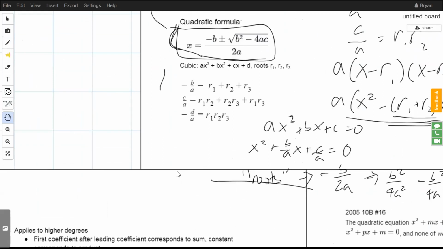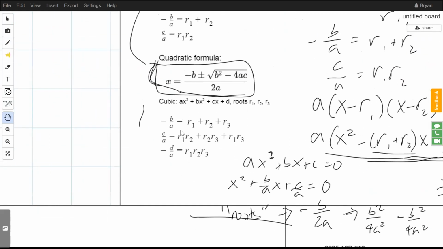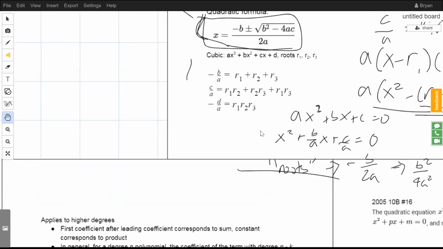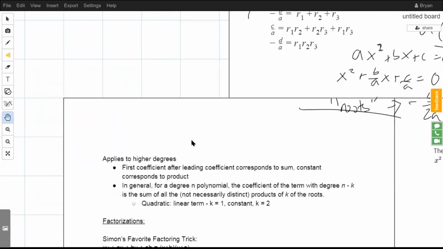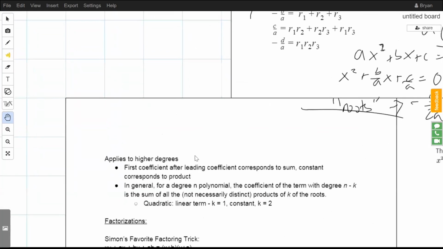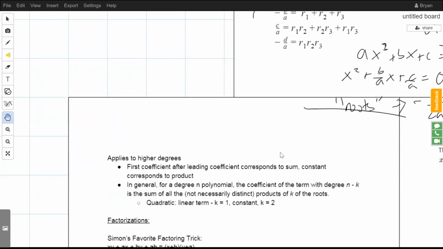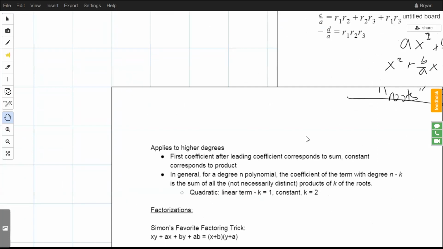Anyway, back to where we were. For the cubics, you can check this yourself if you really want to. If we have the cubic ax cubed plus bx squared plus cx plus d, and the roots are r1, r2, and r3, we have that negative b over a is going to be the sum. c over a is going to be r1 times r2 plus r2 times r3 plus r1 times r3. And then negative d over a is going to be r1 times r2 times r3. So basically, we can apply this to the higher degrees. The first coefficient gives the sum, and the constant gives the product of the roots.